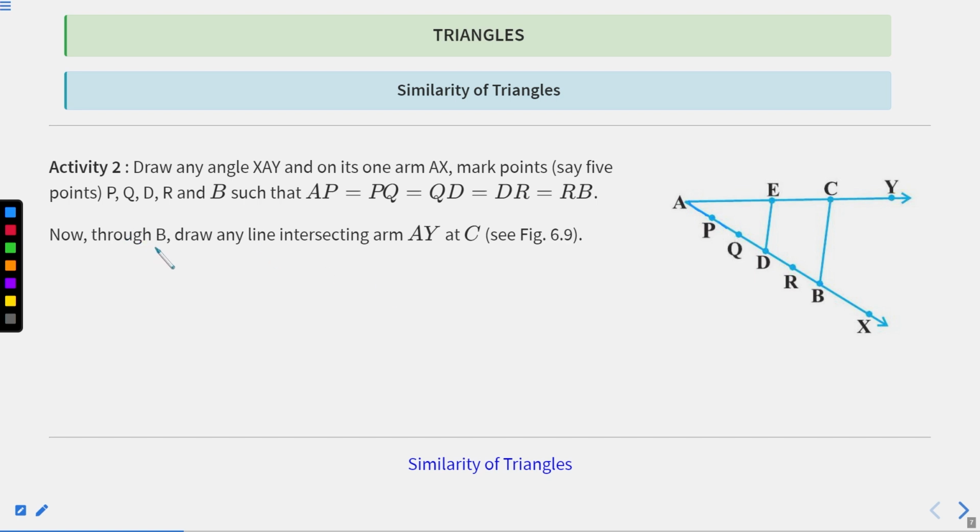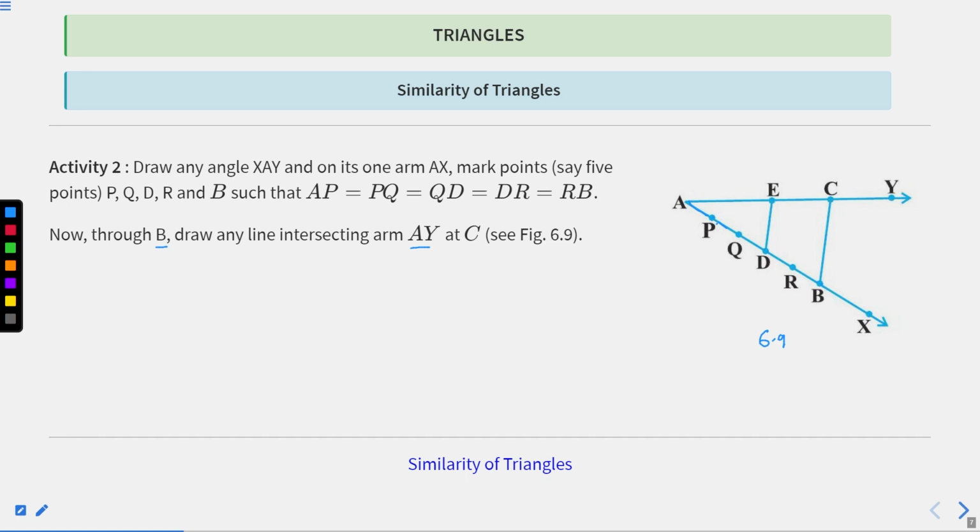Now through B, draw any line intersecting AY at point C. You can see this figure, which is figure 6.9. Basically, we mark some points on arm AX as P, Q, D, R, B, so that AP equals PQ equals QD equals DR equals RB.